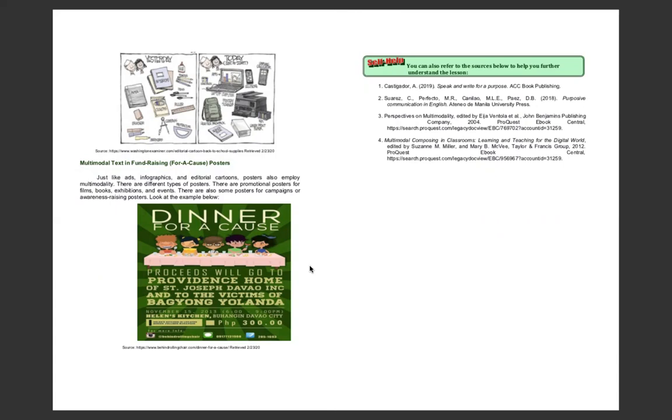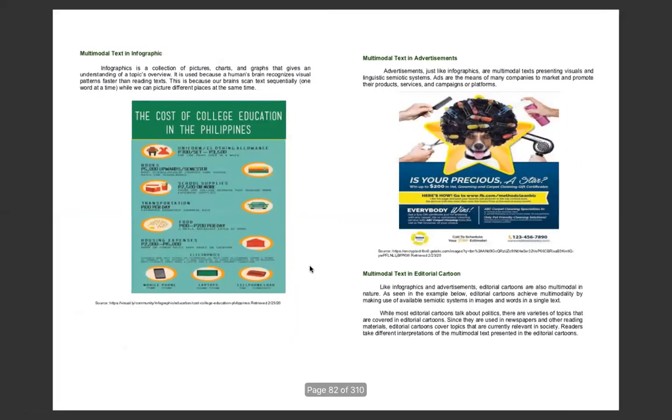So those are the topics we need to know about multimodality or multimodal text. Again, do not be confused. In multimodal text, do not misunderstand text as referring to words only. Multimodal text could be a poster, an editorial cartoon, an infographic, and it could be in the form of an advertisement.